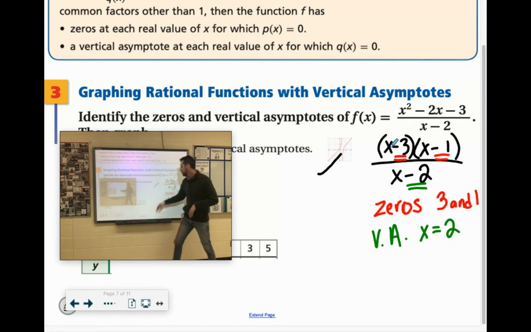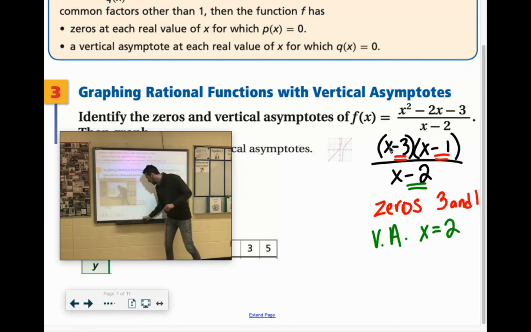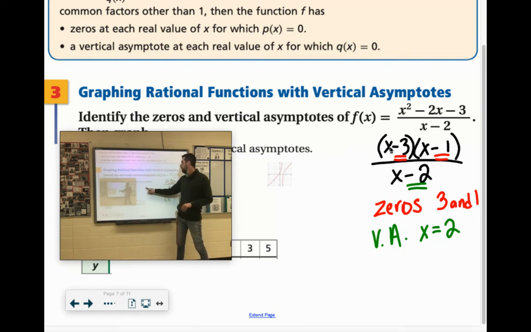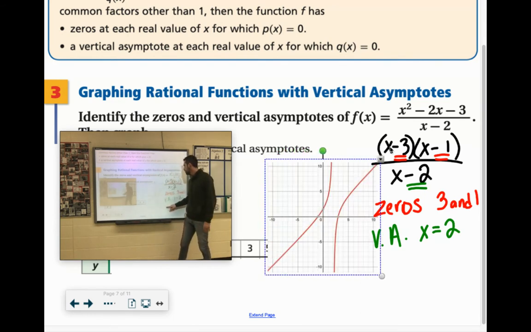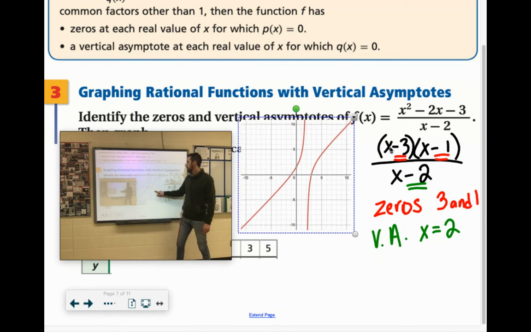Now I have this graphed from Desmos.com, proud sponsor of Mr. Plant's classroom. And this is what the graph looks like.